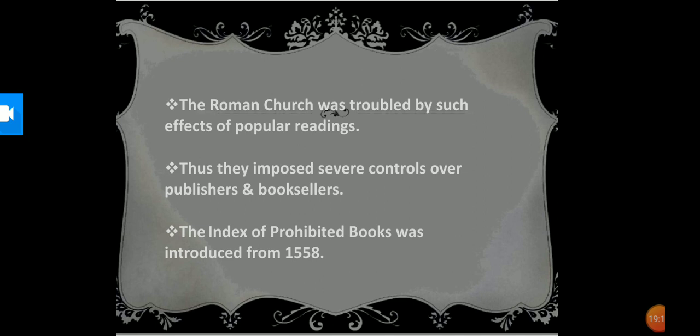So after this, what happened? They imposed many controls over publishers and booksellers. The index of prohibited books was introduced in the year 1558.